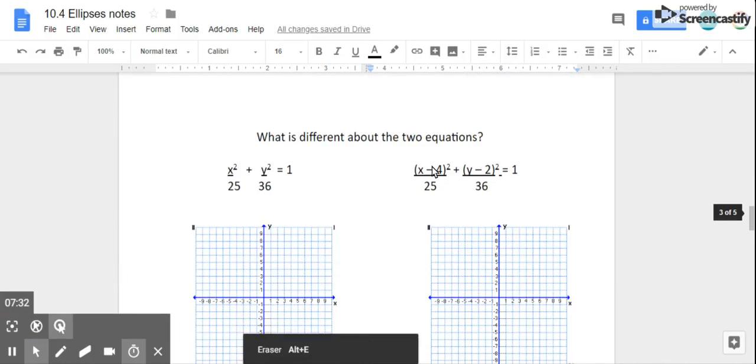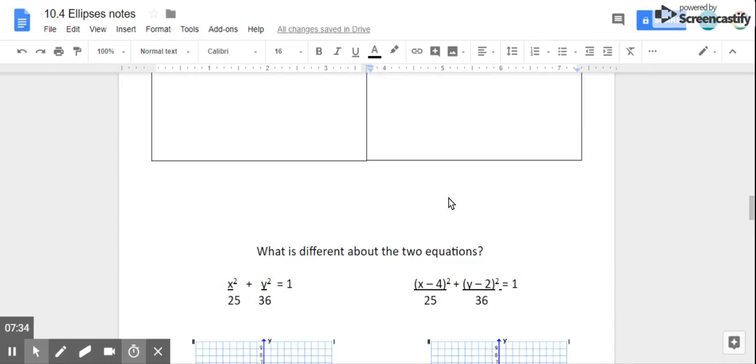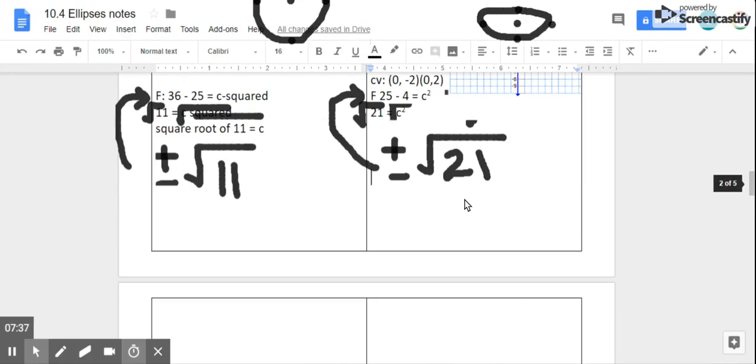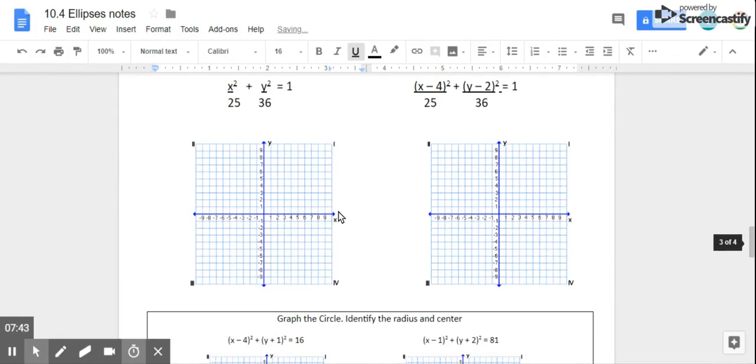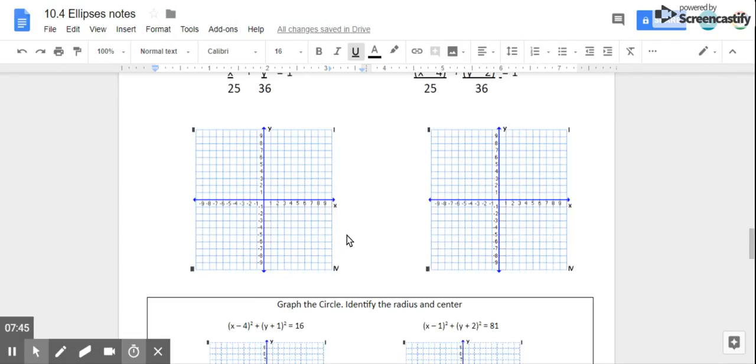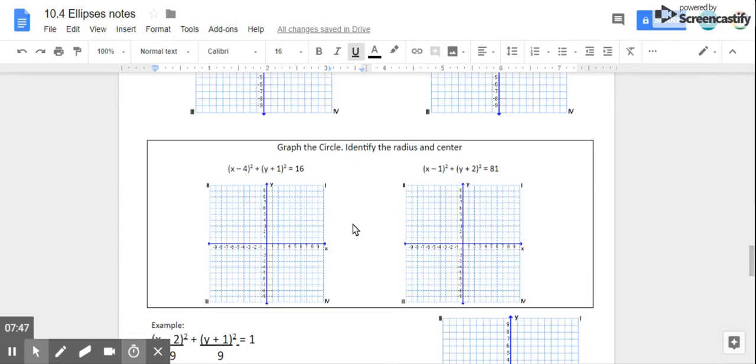Okay, so we're going to go through. You have 2 new problems at the top now. You have these 2 problems at the top. We're going to skip those. Let's go ahead and have you graph these.